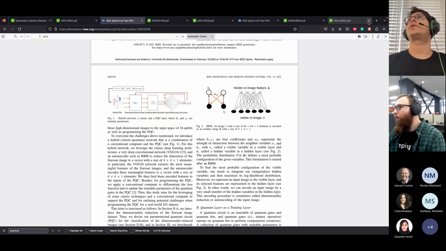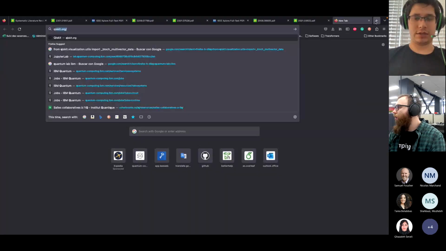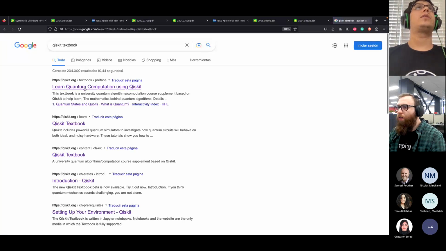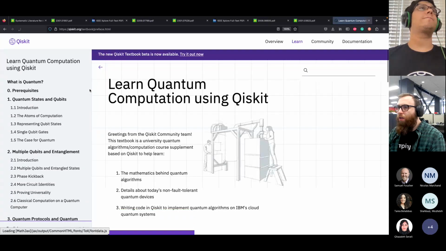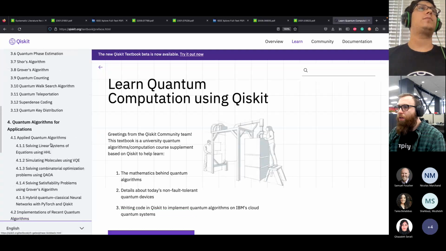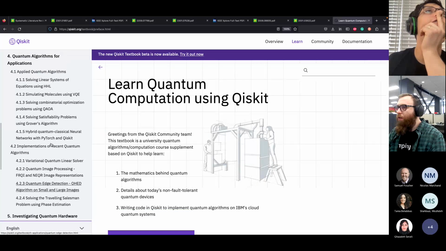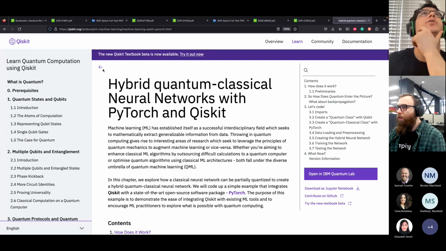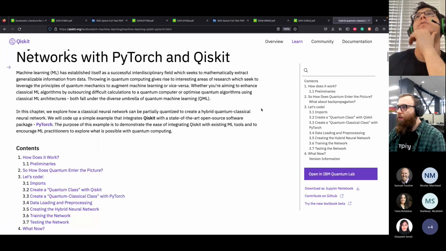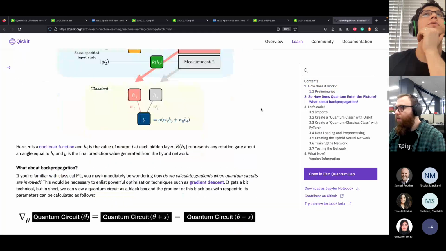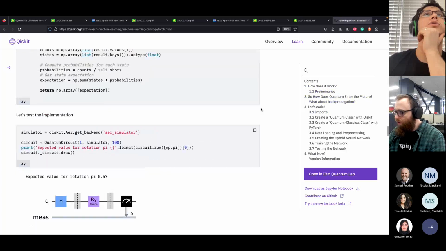Let me show you first. There's a Qiskit textbook. So if I go here, learn quantum computing using Qiskit, and if I go to chapter, I think it's chapter 4. Yes, hybrid quantum-classical neural networks with PyTorch and Qiskit. Good. So let me give you a small overview of this. Where's the thing that I want to show?